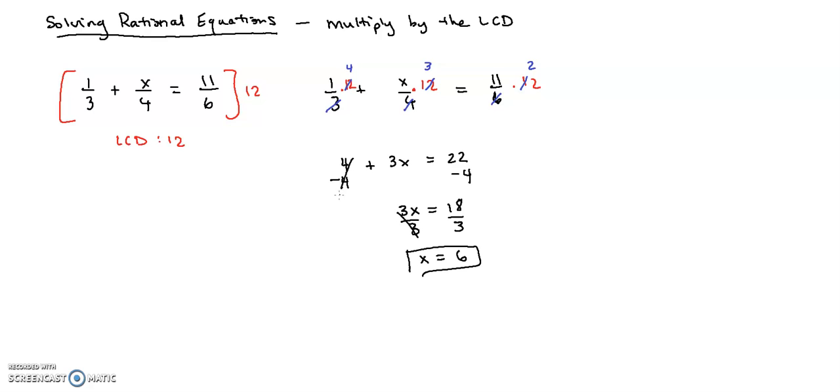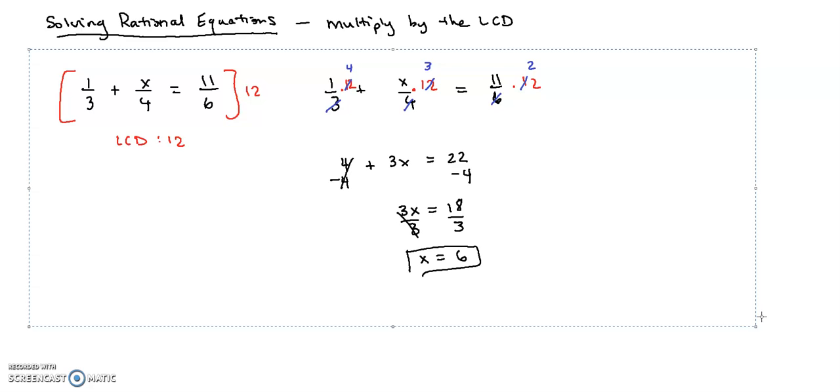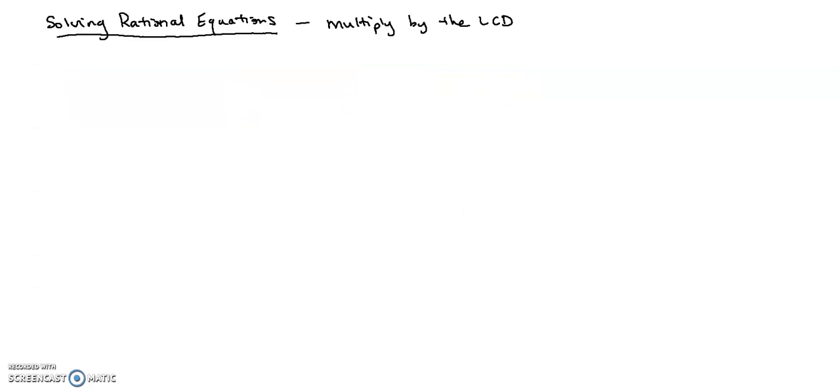So we're going to use the same idea for rational equations. We're going to multiply by the LCD, and we're going to clear all the fractions. So let's take a look at another one. All right, let's say we've got 3 over x minus 2 minus 4 over x equals 1/2.